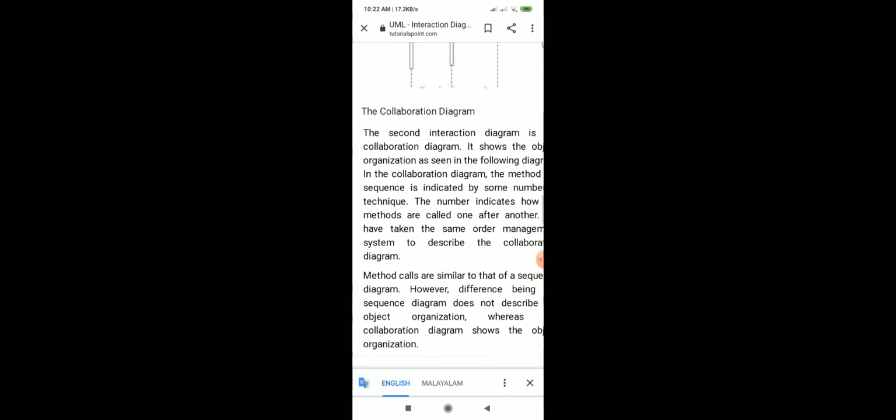The second part is the collaboration diagram. The second interaction diagram is the collaboration diagram. It shows the object organization, as seen in the following diagram. In the collaboration diagram, the method call sequence is indicated by some numbering technique. The number indicates how the methods are called one after the other. We have taken the same order management system to describe the collaboration diagram. The method calls are similar to that of a sequence diagram. However, the difference is that the sequence diagram does not describe the object organization, whereas the collaboration diagram shows the object organization.